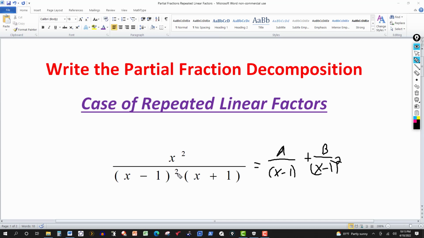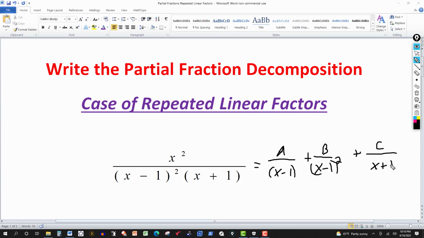Now if it were to the third power, then we'd have another expression, c over x minus 1 to the third, and so on. The same thing with x plus 1. If this had a power of 2, we would have one constant over x plus 1, another constant over x plus 1 to the second. In this case, we'll finish with that one, and then we go plus another constant c over x plus 1, which is not repeated, so it's just c over x plus 1.